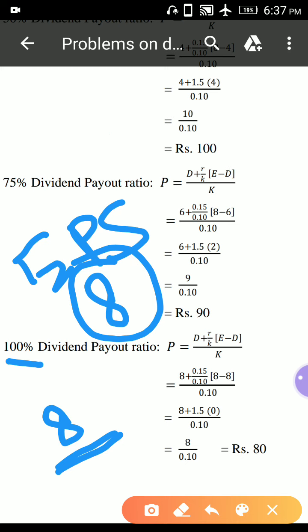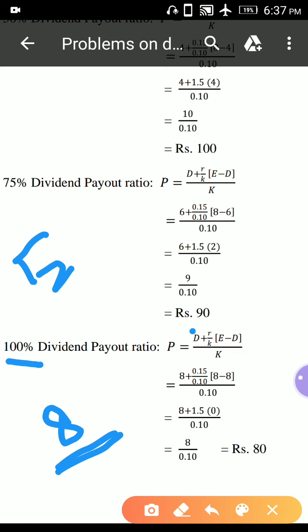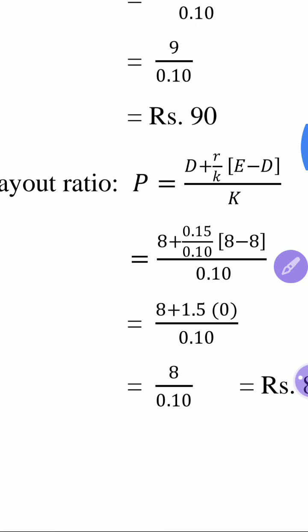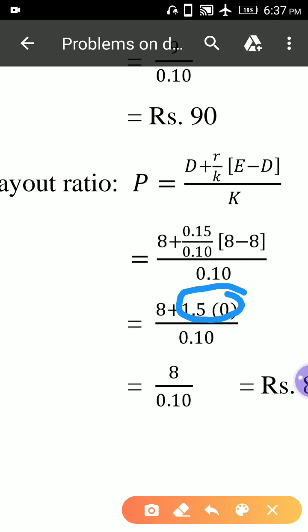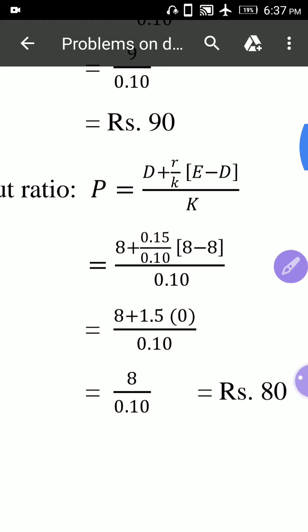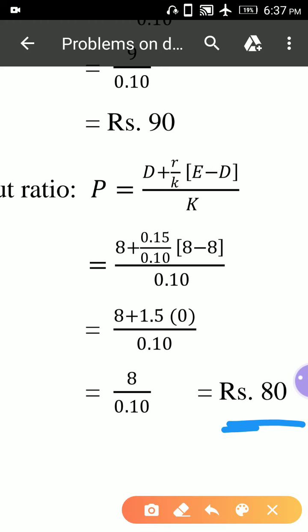So here the dividend is 8 rupees: 8 plus R by K, 0.15 divided by 0.10, into EPS 8 minus dividend 8, divided by 0.10. That is equal to 8 plus 1.5 into 8 minus 8, which is 0. Now the calculation will be 1.5 into 0 is 0, plus 8, 8 divided by 0.10, that is equal to 80 rupees.